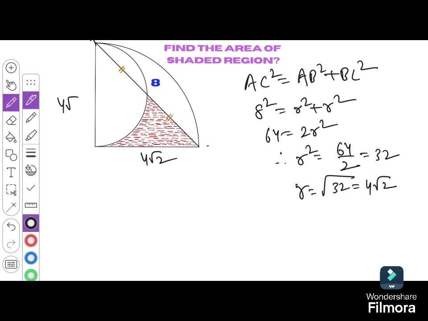This will also be 4 root 2. Now I am drawing a perpendicular from this point. Let's suppose this one is E and this is F. So I have drawn perpendicular EF to AB.